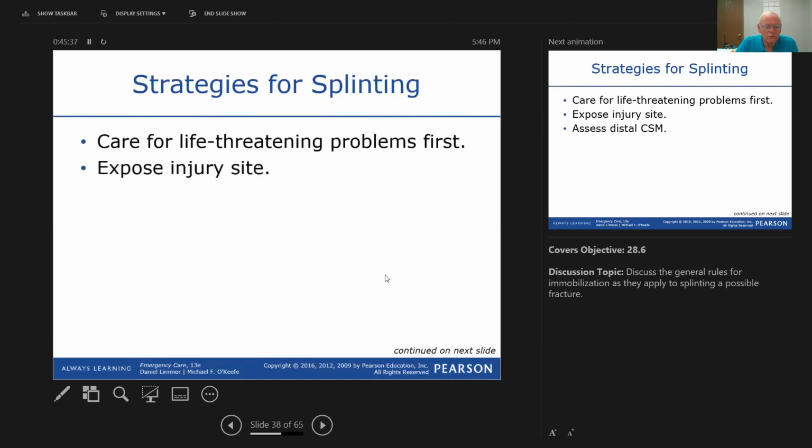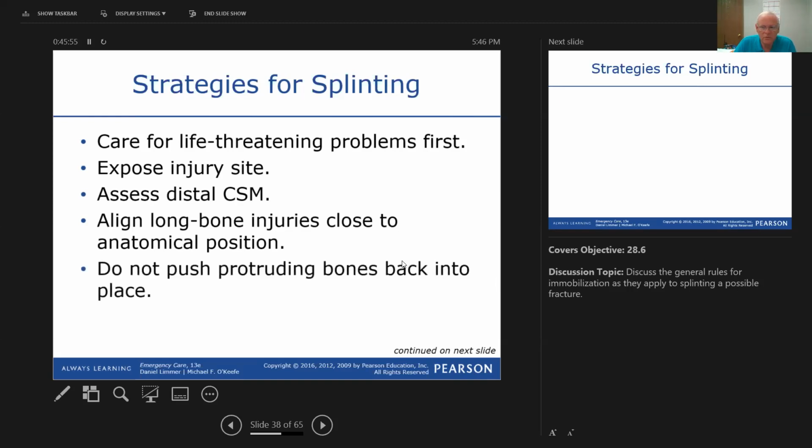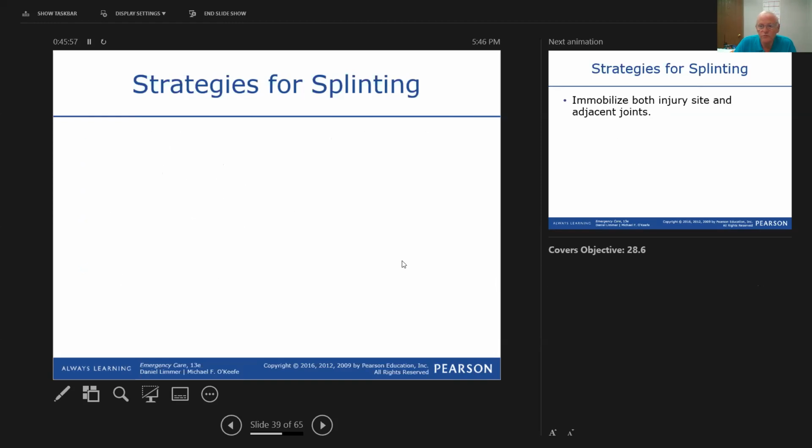So care for life-threatening problems first. Always expose the injury site. Assess distal PMS or CSM. Align the long bones as close as you can to anatomical position. And do not push bones back in if they're out. Leave them out. You're going to dress them with sterile dressing.